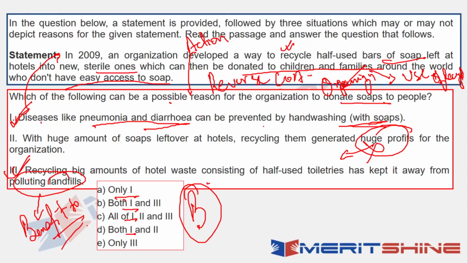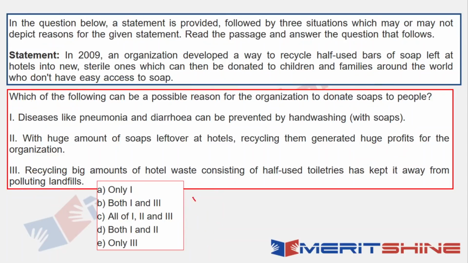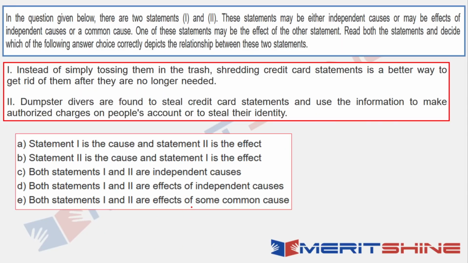Clear? Such a simple question. If you know what to do and how to do, you would be able to answer it within 30-40 seconds. Right? See, the first 4 questions would have taken a little more time. The questions that we are doing after the first 4 questions would take less time. Okay, now let's look at this question now. So what is this kind of question? This is called cause-effect question.